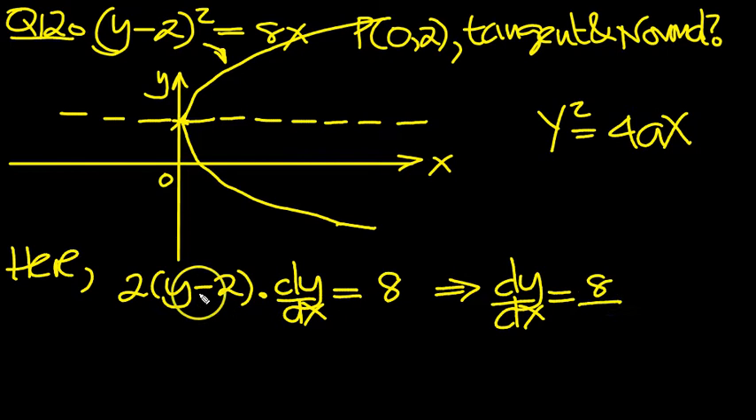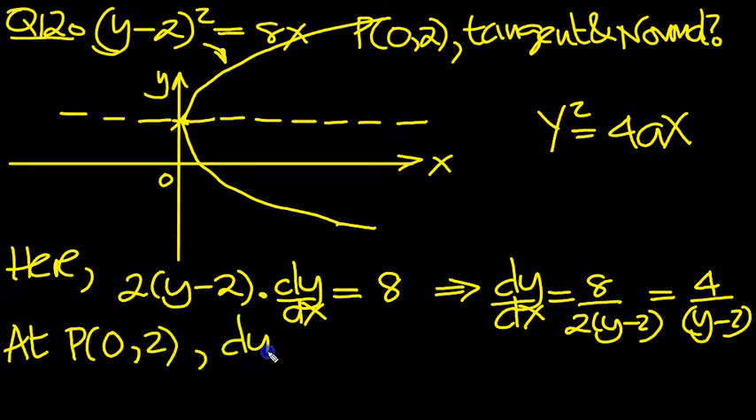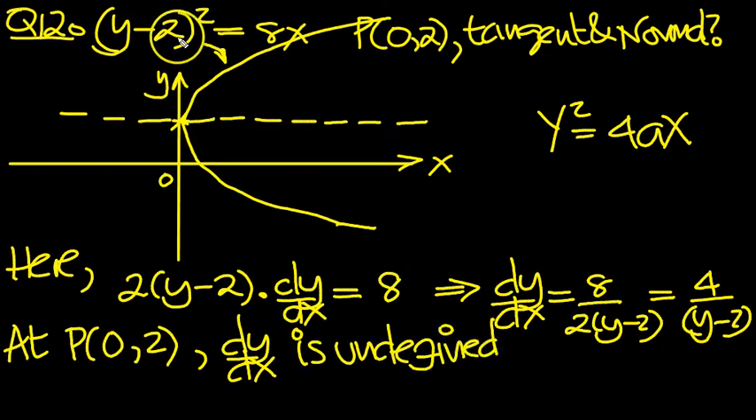8 over 2(y minus 2). We've moved this from times on one side, this object, down to divide on the other. There's a 2 common top and bottom, so divide by 2 top and bottom, we get 4 over y minus 2. Now what's interesting here, at P, which is (0, 2), dy/dx is undefined because when you put 2 in, you'll get 4 over 0. So it's undefined. So looking back at the curve, it's undefined because it's vertical, it shoots off to infinity.